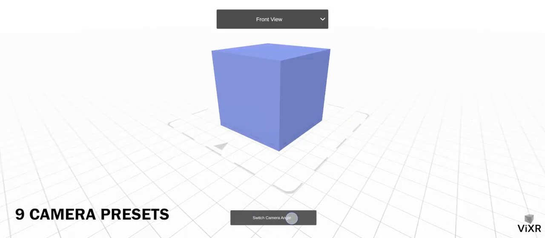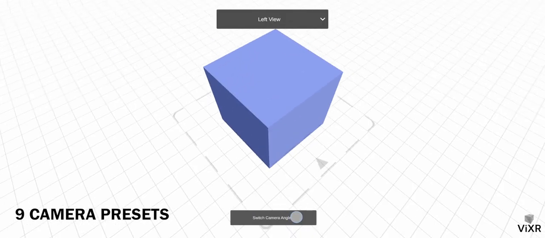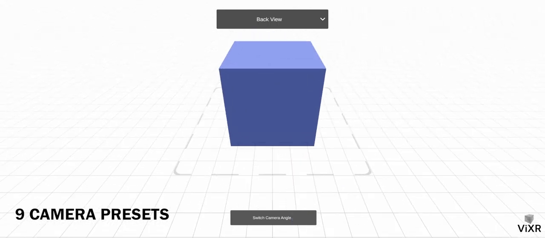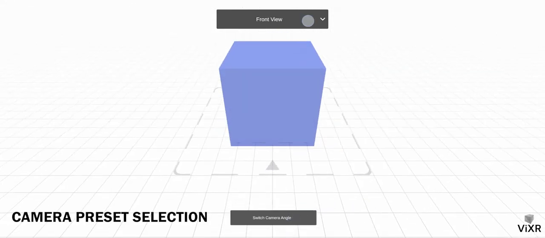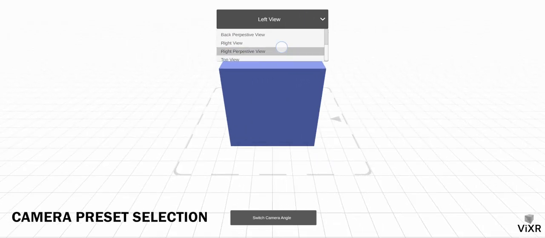Need a quick view from specific angles? Tap the button at the bottom of the screen to switch between 9 preset camera angles instantly. For even more control, use the drop-down menu at the top to select your preferred camera preset.